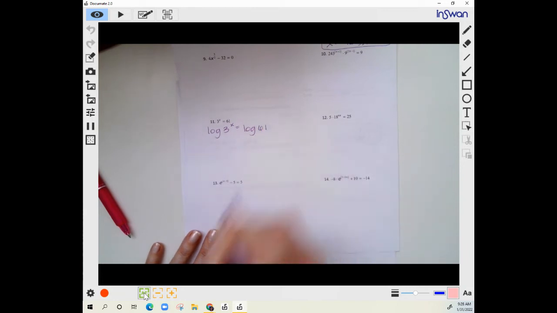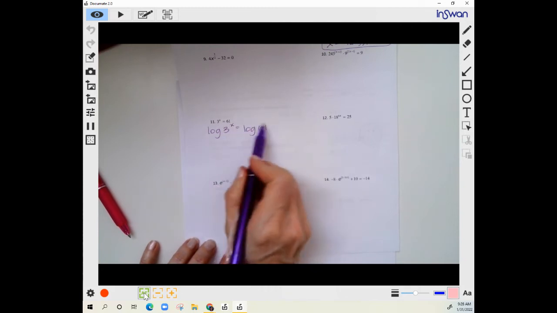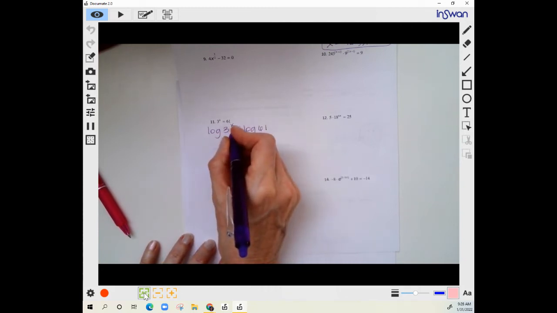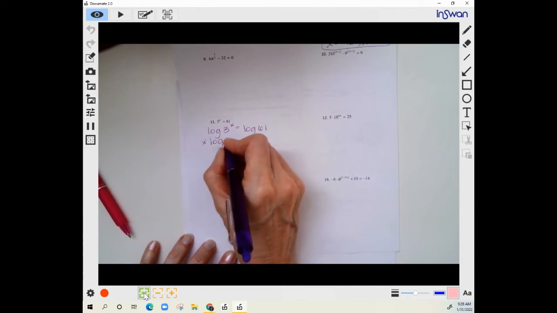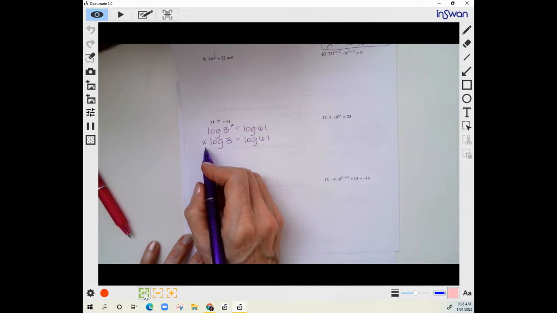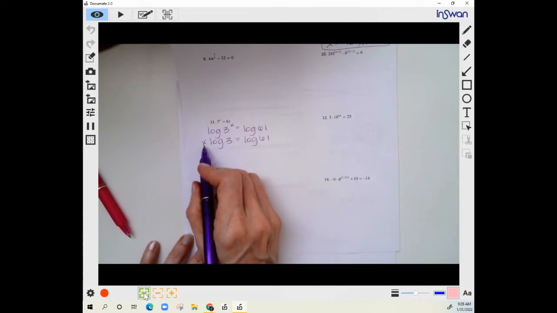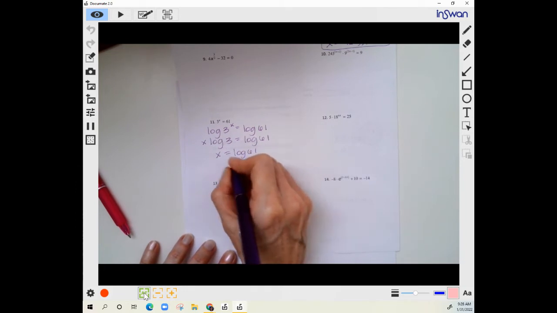Remember, you can do anything to an equation as long as you do it to both sides. The next step is to take any exponents on either side and expand them using your properties to a coefficient. And then I'm just trying to solve for x. So my next step would be to isolate x by dividing both sides by log 3.